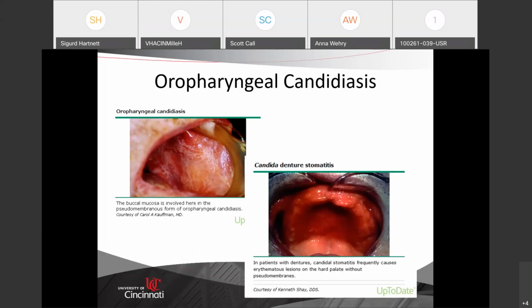Let's go through some focal infections first before we do invasive. This is oropharyngeal candidiasis. You'll see this more than once in your career. You can see the white plaques that you see with oropharyngeal candidiasis. There's also Candida denture stomatitis. Here you can see where his dentures were, these very erythematous lesions on the base of the palate and on the gum line. Both are very typical presentations of oropharyngeal candidiasis.